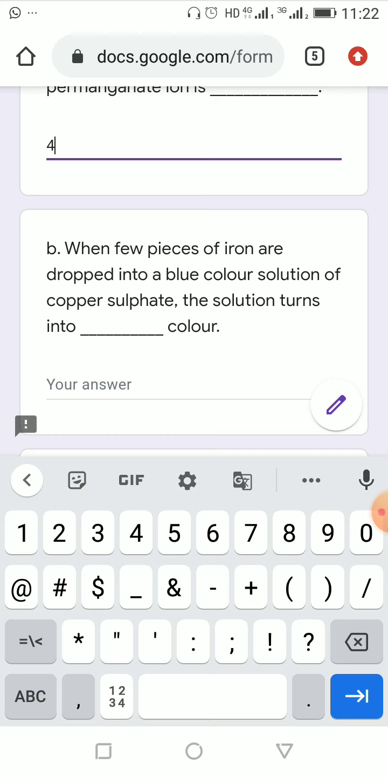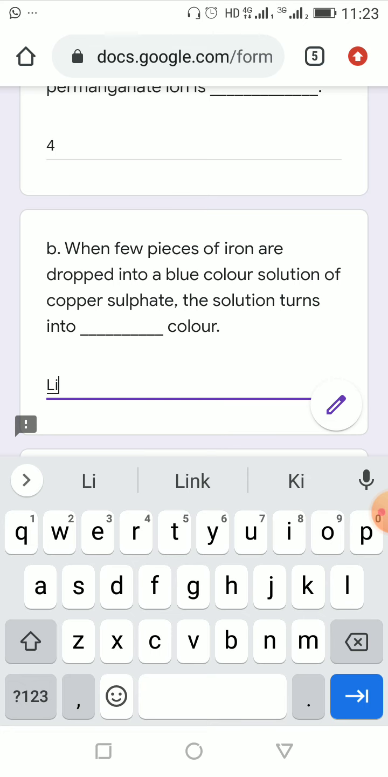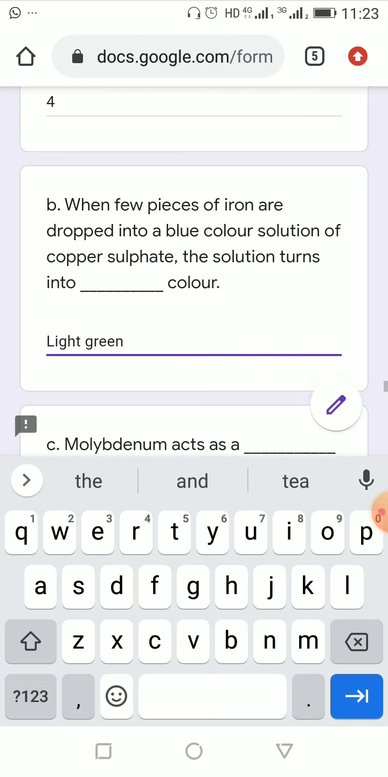When few pieces of iron are dropped into a blue color solution of copper sulfate, the solution turns into dash color. The blue color changes to light green color because of ferrous sulfate. Copper sulfate will convert to ferrous sulfate. Iron will remove copper and it will form iron sulfate. So it will be light green. Okay, solution turns into light green color.